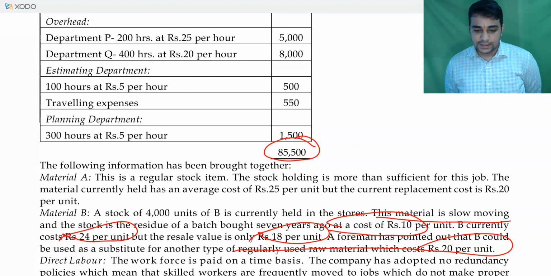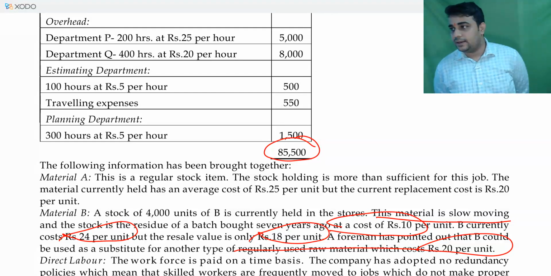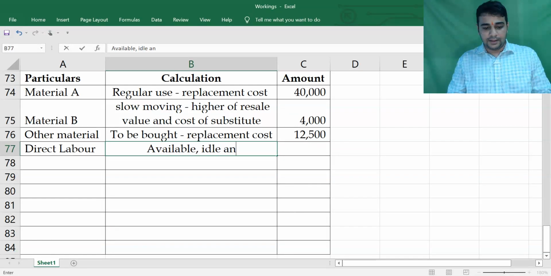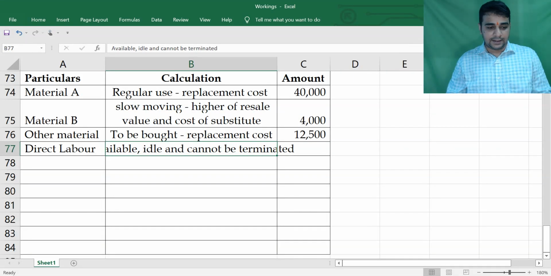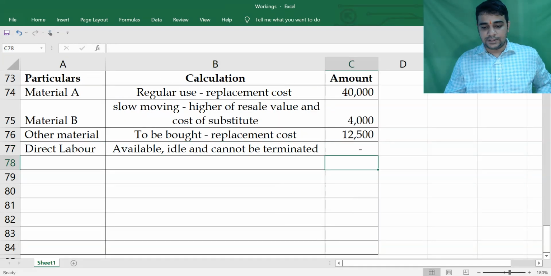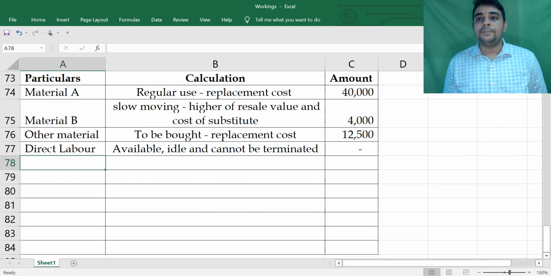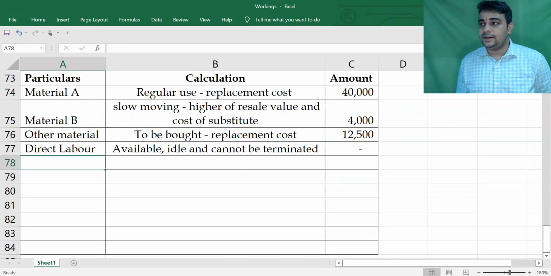That's the scenario. There's no assumption also; cannot be terminated. This is clearly given in the question. So, you can write: available, idle and cannot be terminated. Cannot be terminated, 0. Labor force is available, they are currently idle and you cannot terminate them. So, relevant cost becomes 0.